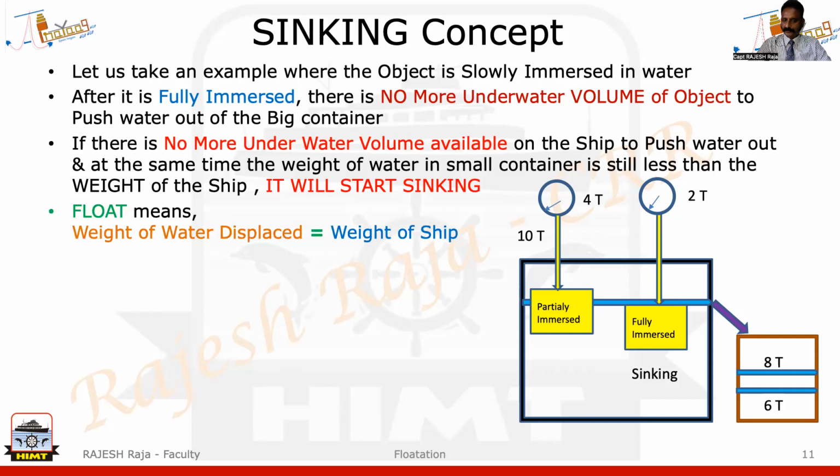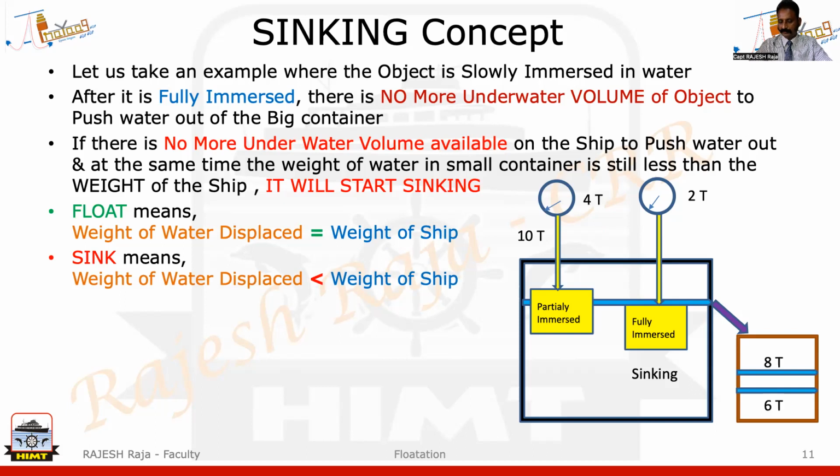In other words, I can write it like this. Floating means the weight of the water displaced is equal to the weight of the ship. Sinking means the weight of the water displaced is less than the weight of the ship. Now, when can this happen? This can happen because of the shape.